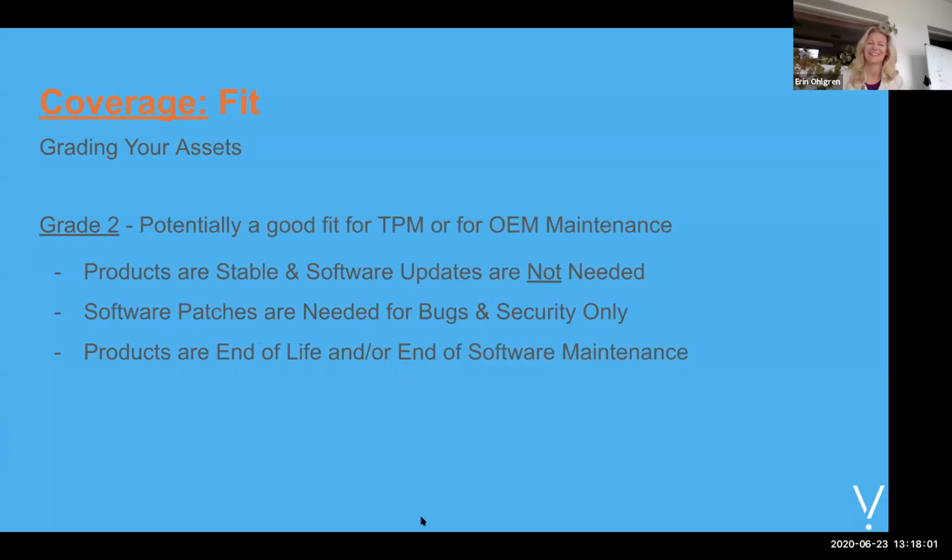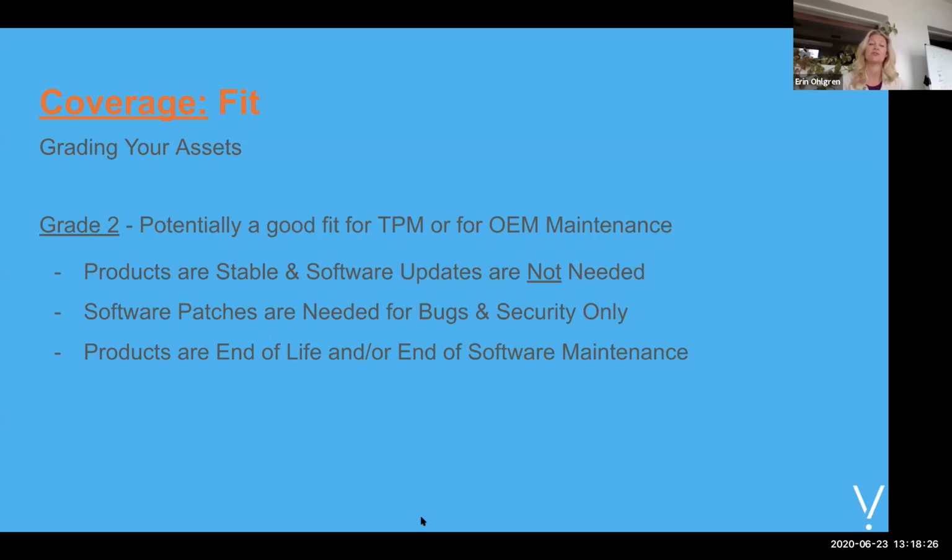You can continue on, Hunter. So grade 2 is where we like to have a conversation. So it might be that it's a good fit for third-party maintenance. We just want to hear more about how and where you're using these devices. These might be devices where the manufacturer has already started them on their milestone journey, with end of life being first and end of sale.